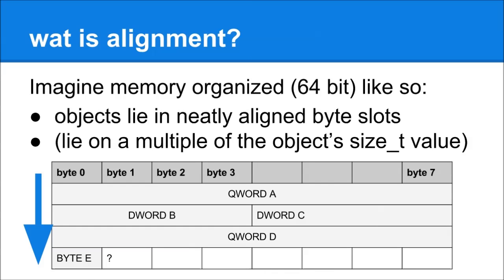So this is basically what I said, that objects have to lie in neatly aligned byte slots. It doesn't matter what order they are in, as long as they are done in this fashion. So all of memory is laid out, and for this sort of system, a DWORD is going to be 4 bytes, a QWORD is going to be 8 bytes, and a byte is just going to be 1 byte. Any questions? It's pretty simple.